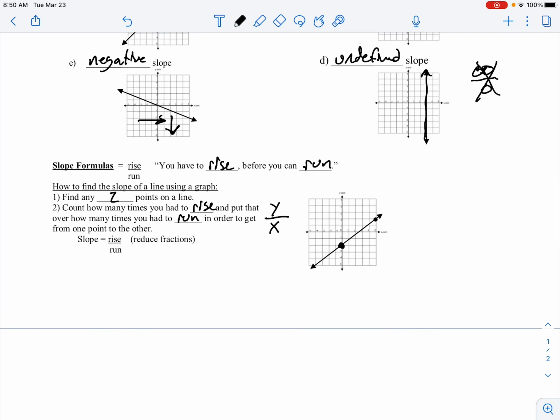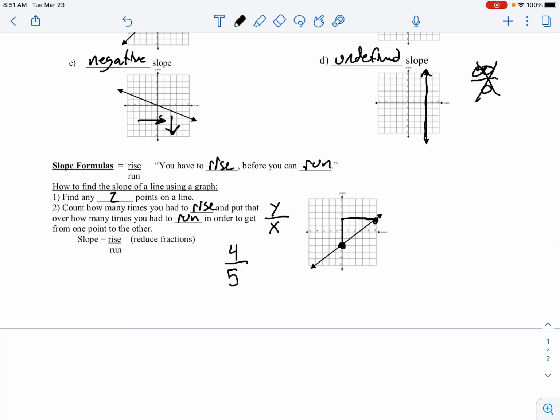So let's try that one time with this graph here. So we have these 2 points. So what we're doing is we're counting how many times we had to rise first. So we're going up. So 1, 2, 3, 4. So our rise in this case is 4. Then we got to count how many times we had to run to get across to that point. So run is horizontal. So we got 1, 2, 3, 4, 5. So our rate of change, or our slope for this guy, is 4 over 5.